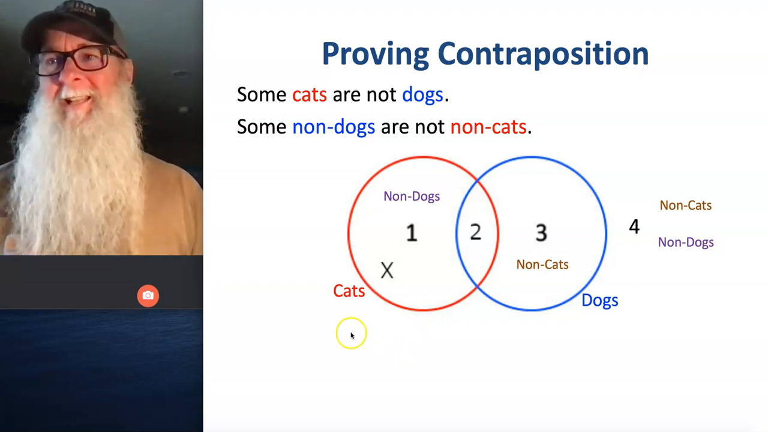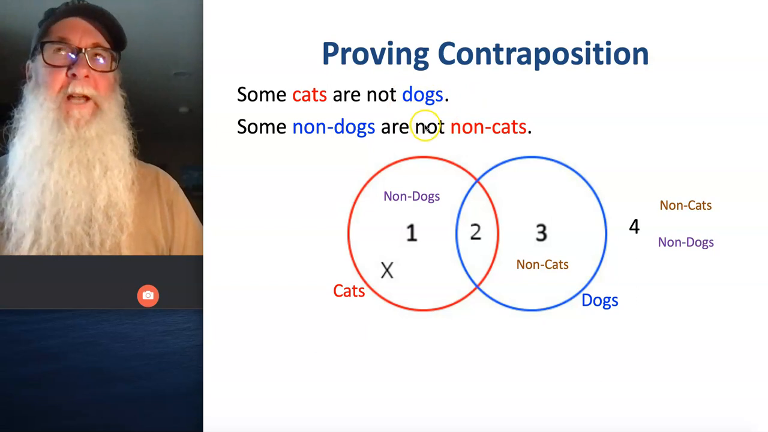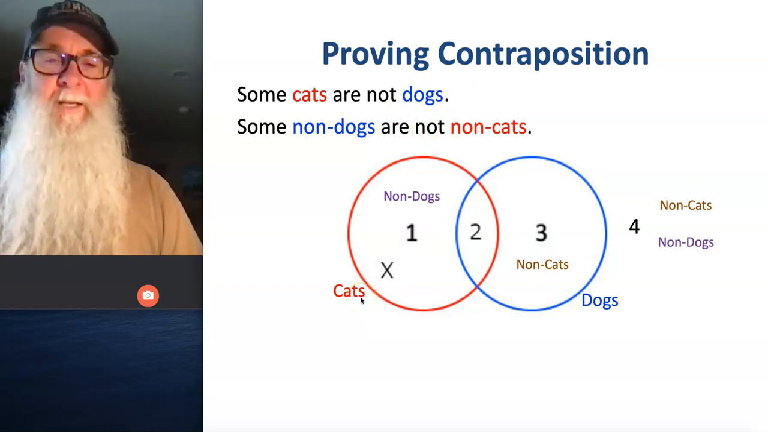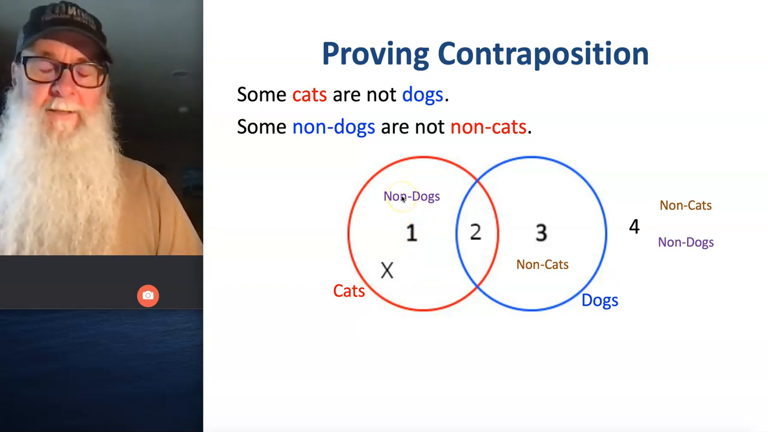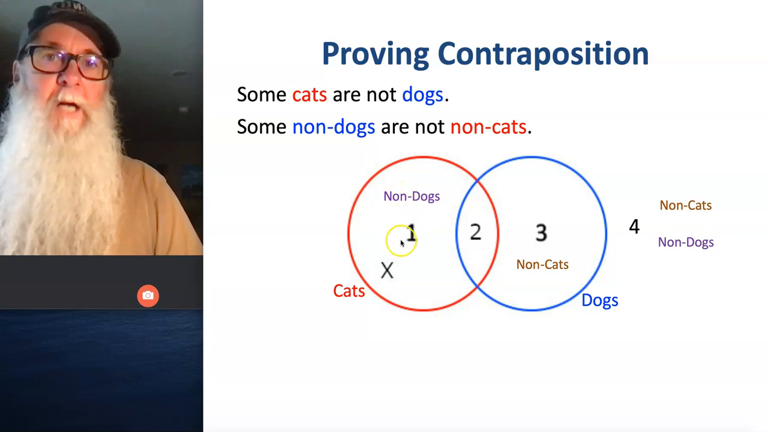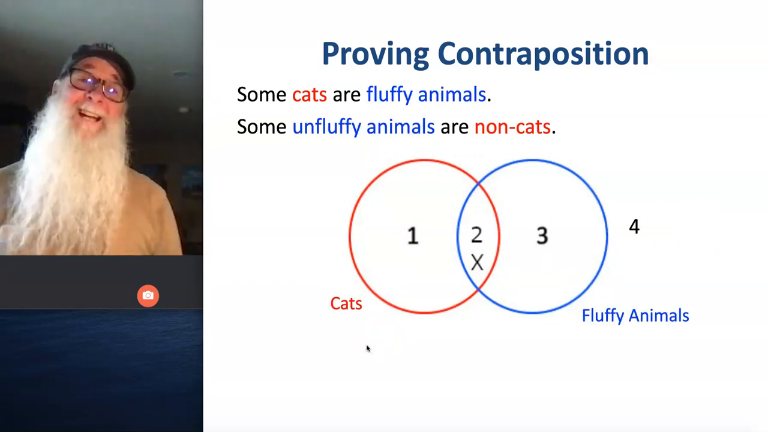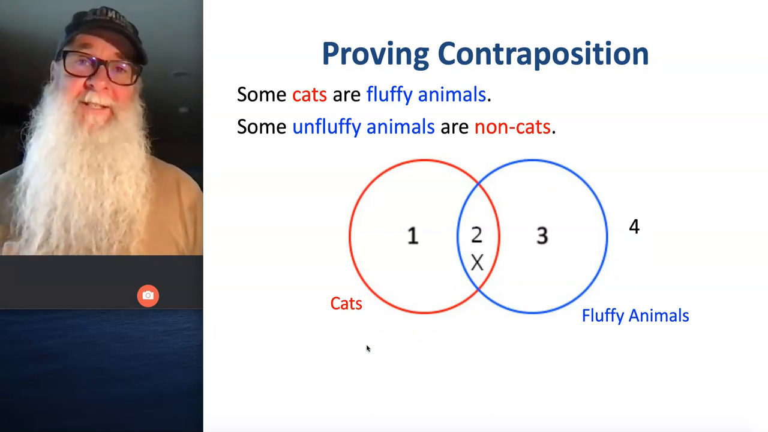It's kind of tricky to think about, but it's also kind of fun to make sense in your own mind of this not non-cat idea. And if you can get that to make sense and understand, like, oh, yeah, I get it. Anything in Area 1 is a cat. And so if there's a non-dog in there, some non-dogs are not non-cats because they're cats. Isn't logic fun?